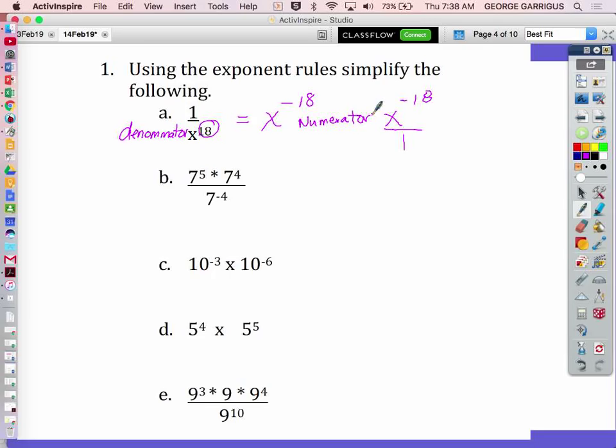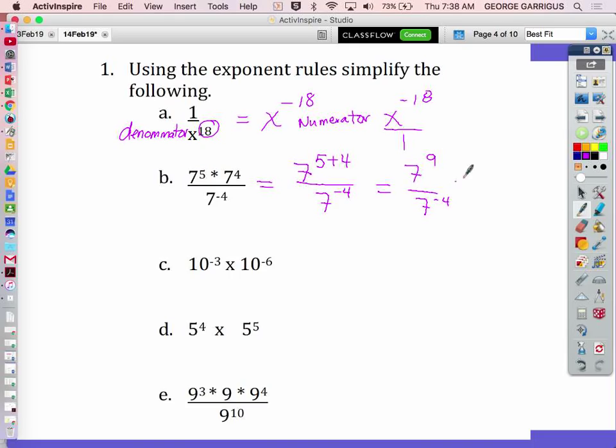Here the rule says if you're multiplying, which is happening in the numerator, the base number is 7. We have an exponent of 5 and 4. So since we're multiplying, we're going to add the exponents together. And in the denominator, we have 7 to the negative 4. Let's simplify this a little bit more. We have 7 to the 9th over 7 to the negative 4.